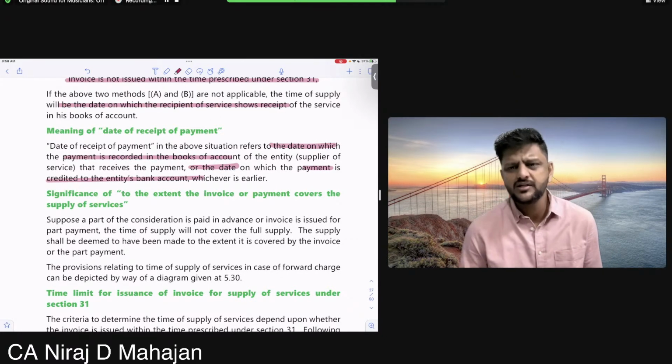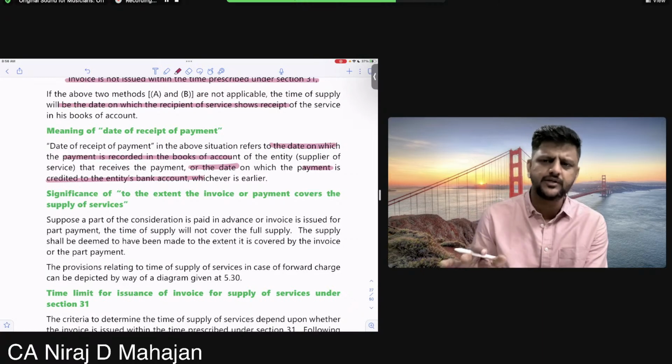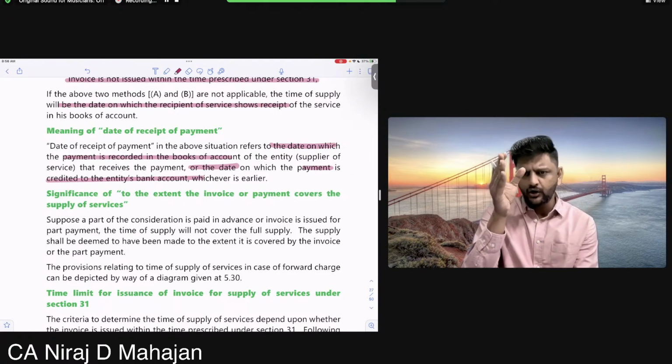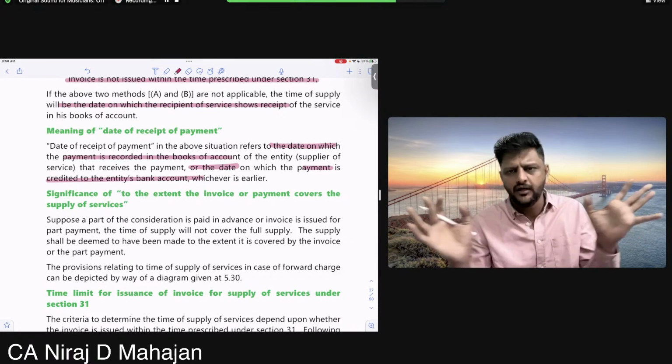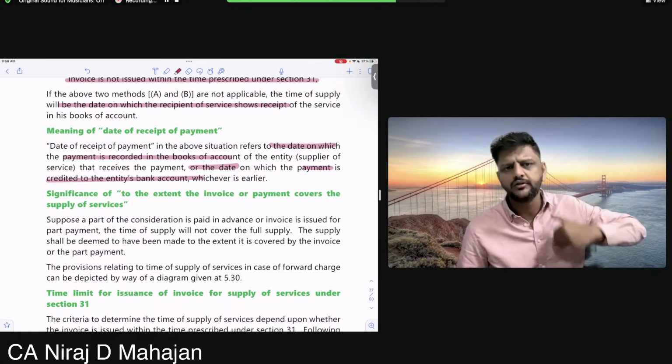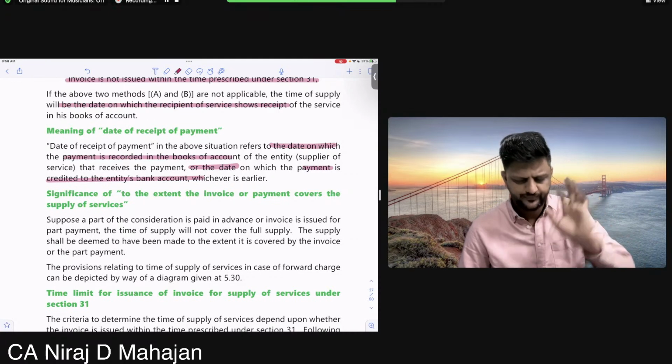In this entire chapter, the same thing is happening. Okay, date of payment or date of receipt. But what will be the case? Date in the books of account or bank entry date, whichever is earlier. Let it be for receipt or let it be for payment. Clear? Okay.